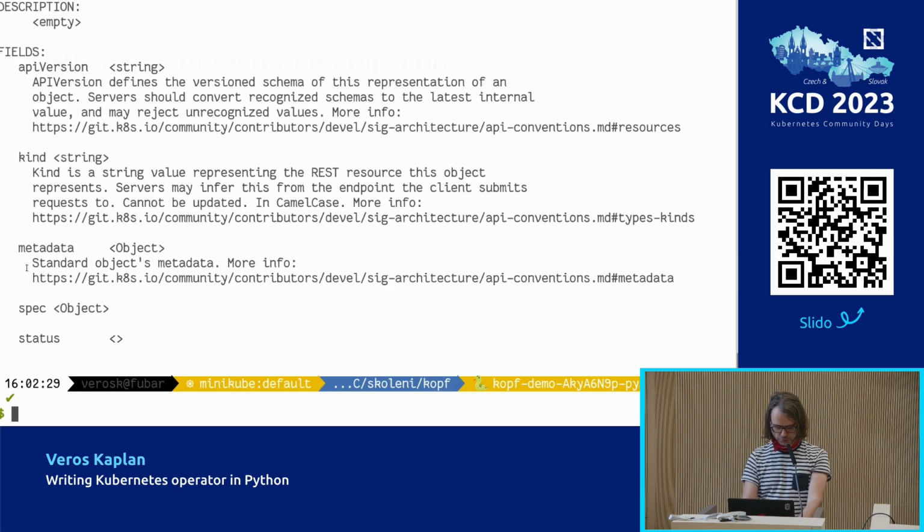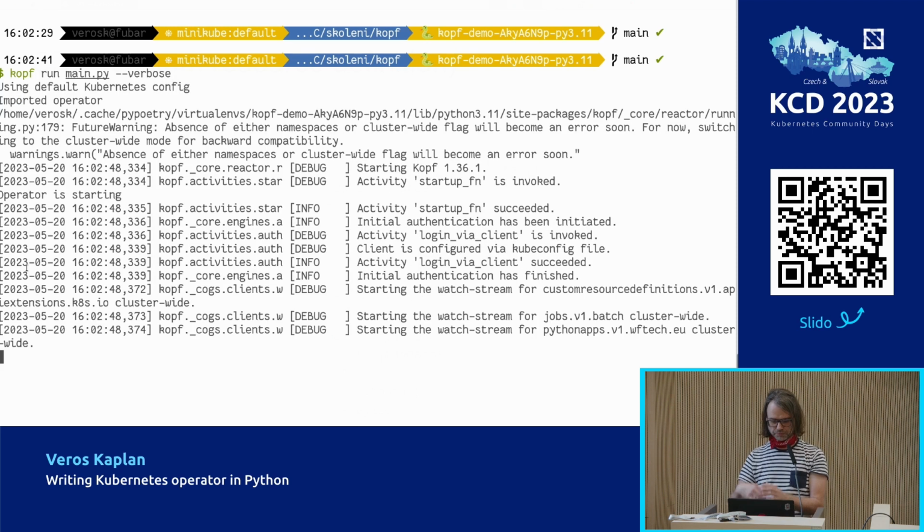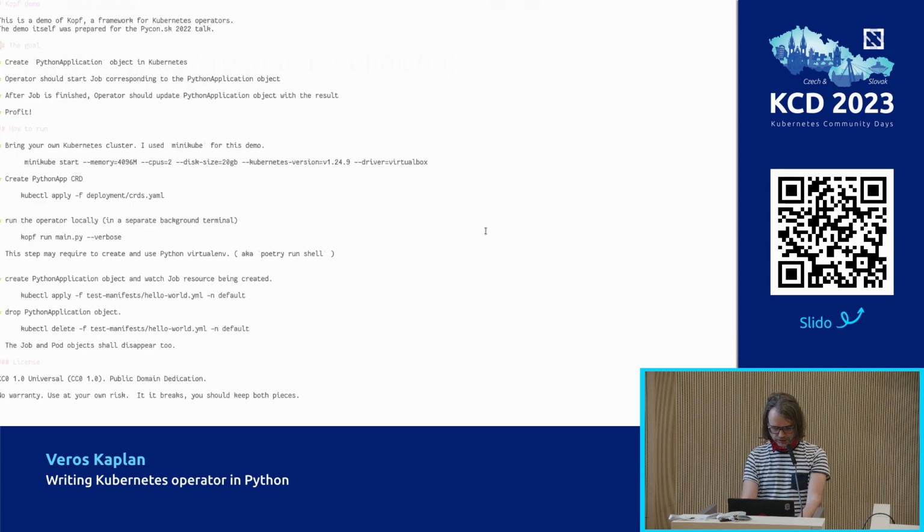So now I should start Kopf. Okay. Kopf main verbose. I'm starting it verbose just to show more bells and whistles. Well, it starts Kopf. It's the core of the operator framework. It does a lot of things for me. A lot of features for me. And now I can create the object.